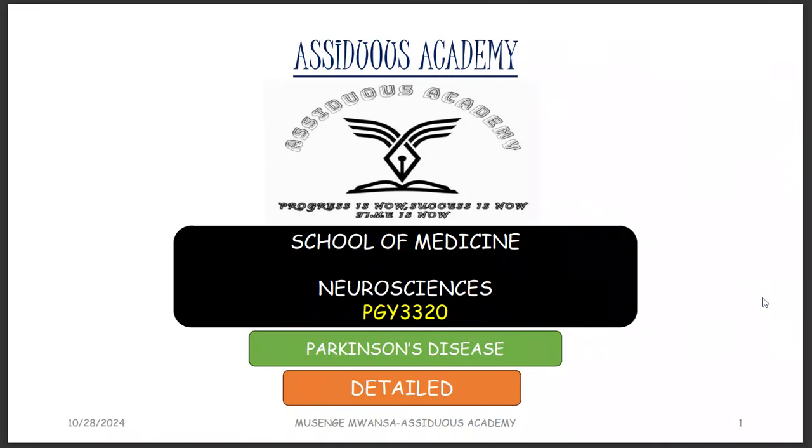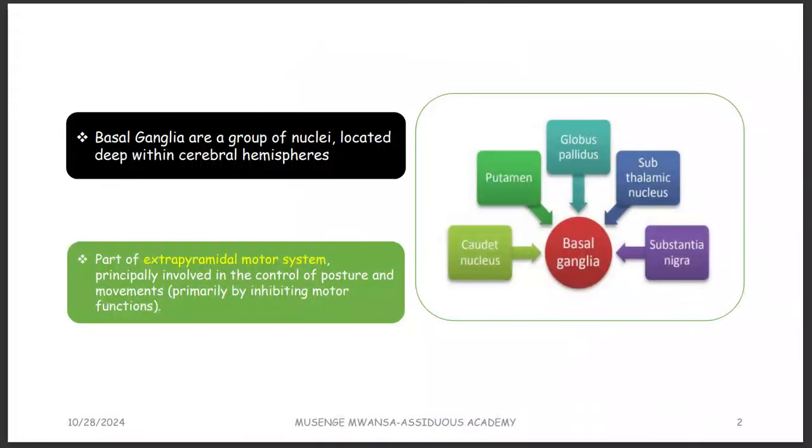Ganglia, before we can go to the actual Parkinson disease and then answer the questions. So the basal ganglia is a group of nuclei.